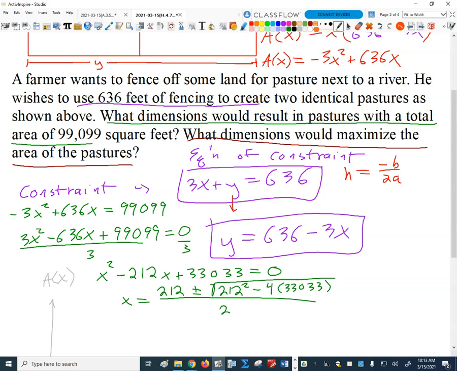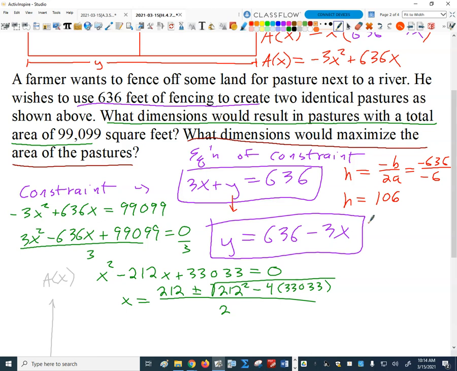Or if you wanted to, of course, you could always just complete the square to put this into vertex form. That takes a little bit more work, so we can just use this shortcut. So negative b, that's going to be negative 636 divided by 2 times a, that's negative 6. And so then what's h equal? Positive 106. Is that right? Yeah, positive 106.